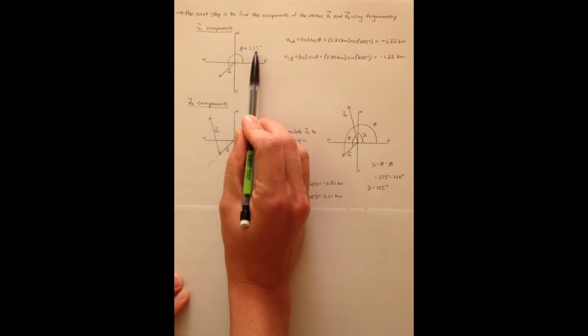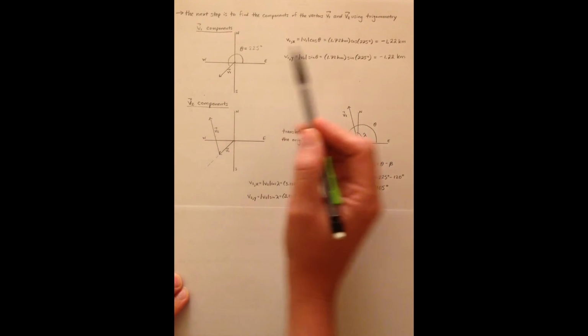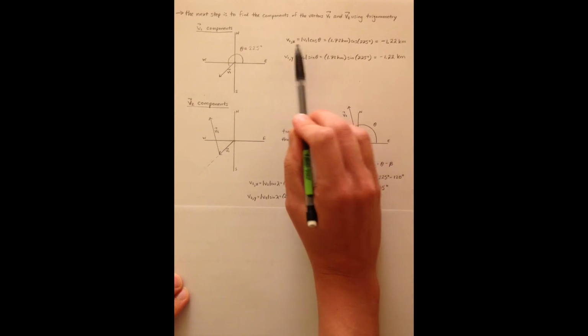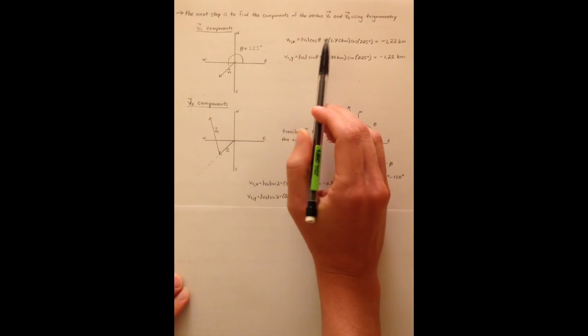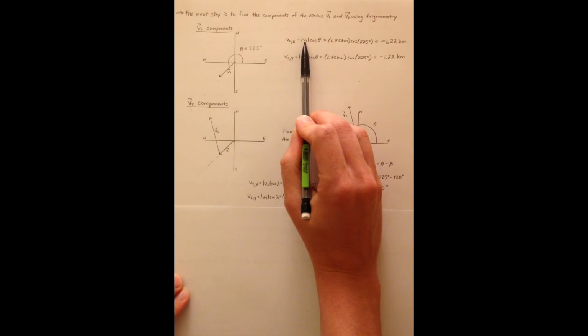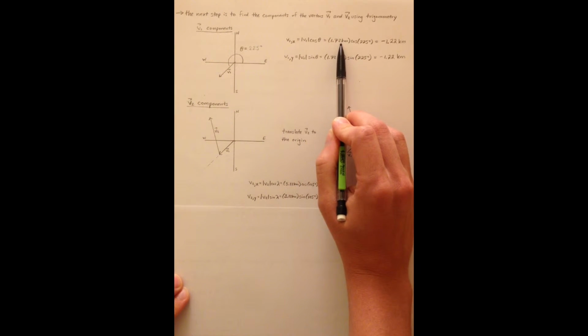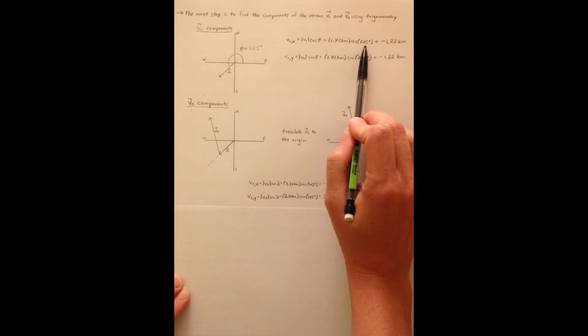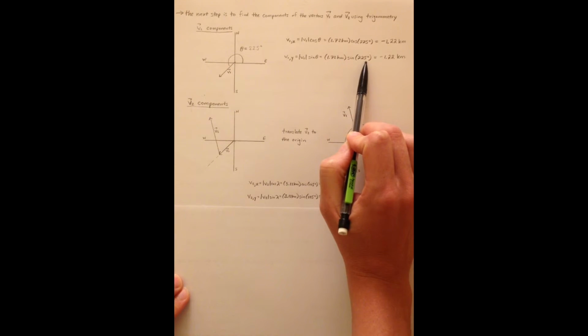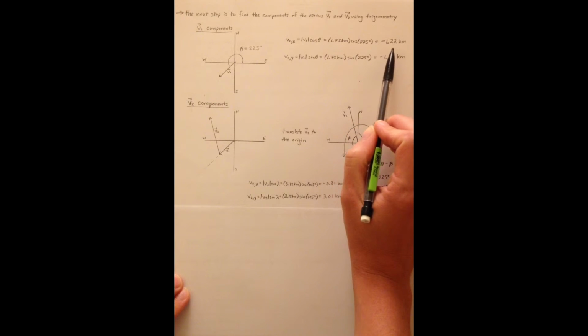Knowing that the angle is 225 degrees, we can now use sine and cosine to find both the x and the y component. We take the magnitude of the vector, 1.72 kilometers, and multiply it accordingly by either cosine of 225 degrees or sine of 225 degrees to get the x and y components of the vector v1.